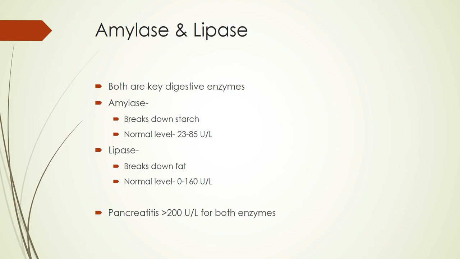So for amylase and lipase, both are key digestive enzymes. Amylase breaks down starch. A normal level is 23 to 85 units per liter. And lipase breaks down fat, and a normal level is 0 to 160 units per liter. Now, pancreatitis is anything over 200 units per liter for both enzymes. And that's very important.